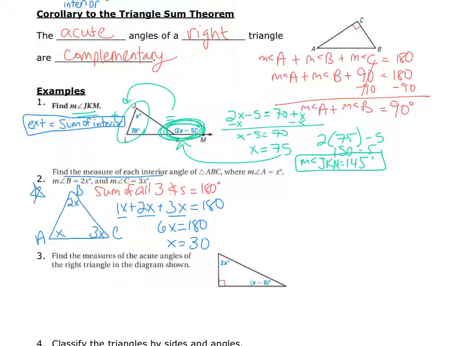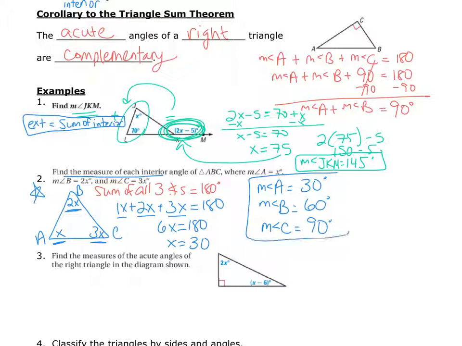But now they want us to find the measure of each of those angles. Since we know that x itself is our A, we can just put the 30 degrees for angle A. B then is 2 times x, so 2 times 30 gives us 60 degrees. And then 3 times 30 gives us 90 degrees. This would actually be a right triangle since there is a 90 degrees in it.